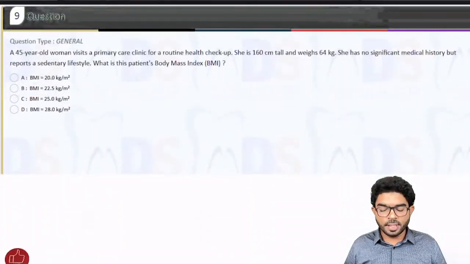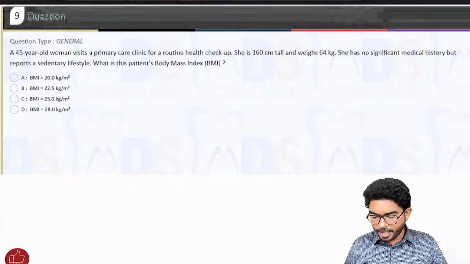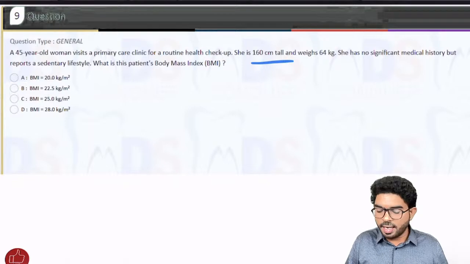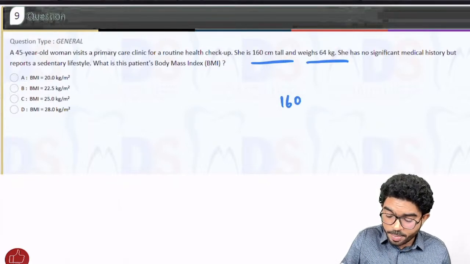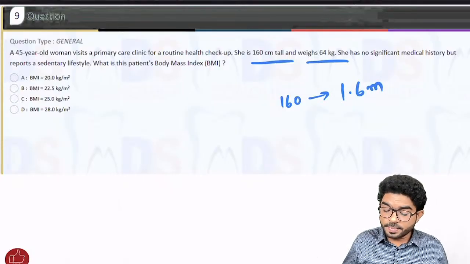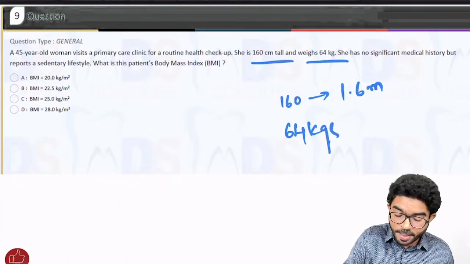Question number 9 is talking about BMI. Again, we have discussed this. They have given a 45-year-old woman who came to the clinic for a routine checkup. Her height was 160 centimeters. If you convert that into meters, that is 1.6 meters. And her weight is around 64 kgs. So now they're asking for the BMI.